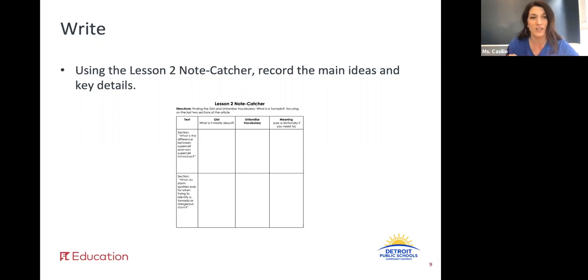Okay, so when you're looking at your sections, that next column says gist. Remember, gist is just, what is this mostly about? When you finish writing about the gist of that section, I want you to pick out unfamiliar vocabulary. Write those there, and then go ahead and find the meanings of those words, either with your dictionary, or you can use a phone, computer, tablet, and so forth, to find out the definitions and meanings of the unfamiliar vocabulary you picked. Go ahead and press pause and complete this note catcher now.